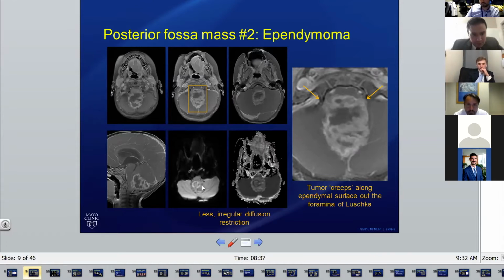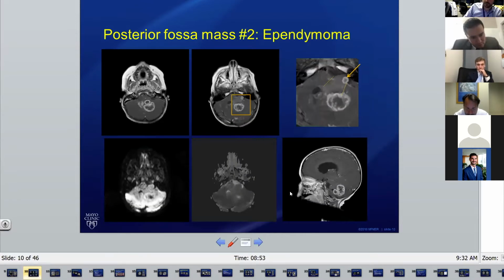This really pans out when we look at the diffusion restriction in the ADC. There's maybe a little bit of diffusion restriction here, consistent with a very highly cellular tumor, which this is, of course, but it's much less uniform than it is as seen in a medulloblastoma.